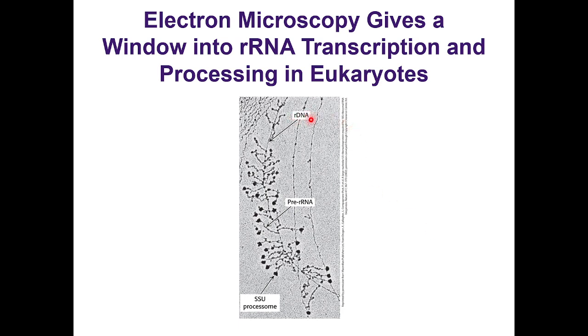Again, here's the rDNA. Right here we have the pre-rRNAs coming off of it, right there. And then right here we actually have the processing, and so this is the SSU processome. These are the ones that we'll actually see. You can see one attached here. See that? Yeah. And that's actually what's processing it. Okay.